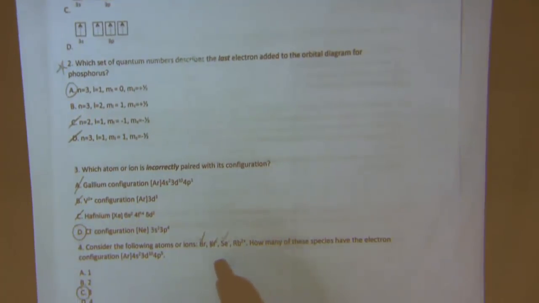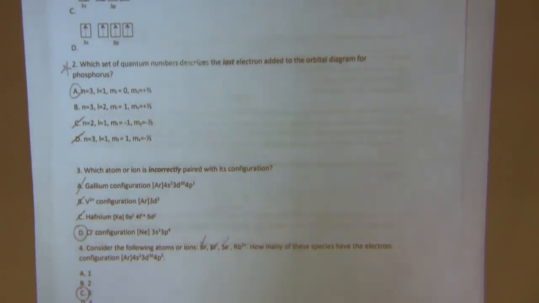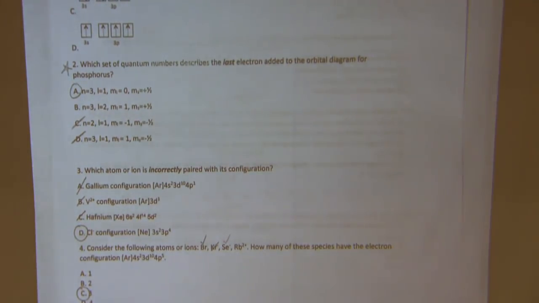So the question is, consider the following atoms or ions. So we have bromine, Kr, selenium, and Rb2+. How many of these species have the electron configuration? This one. So things can be isoelectronic in that they have the same electron configuration, just based on whether or not they lost electrons or gained electrons. So positive charges mean that they lost, negative charges mean that they gained.